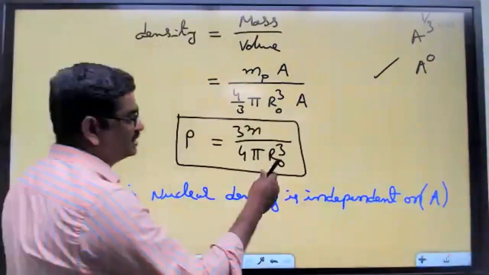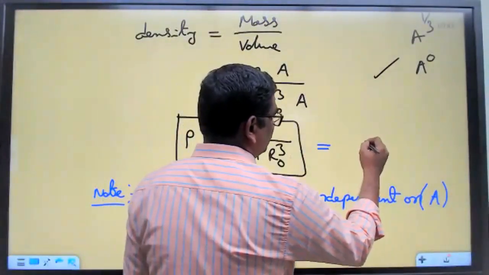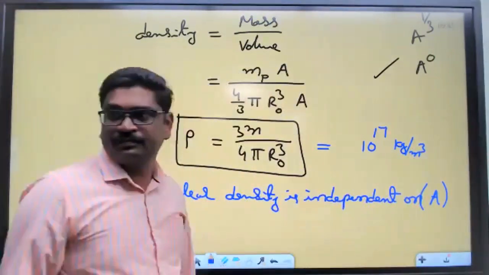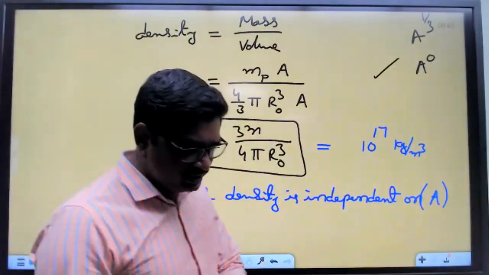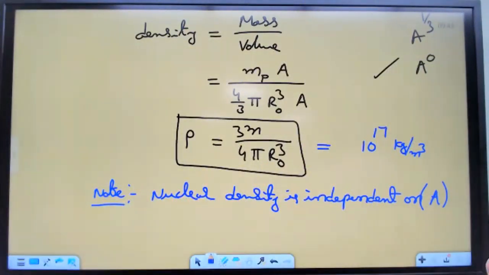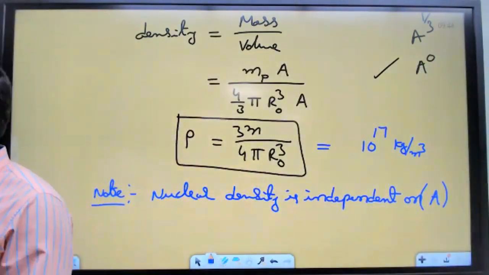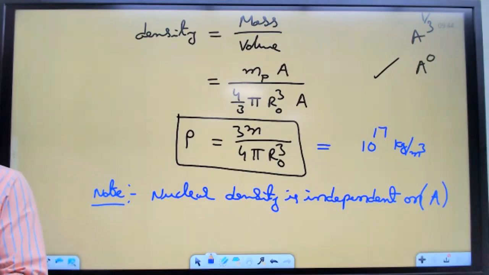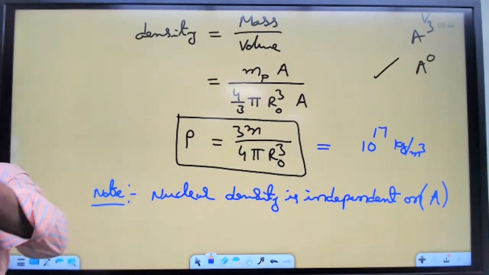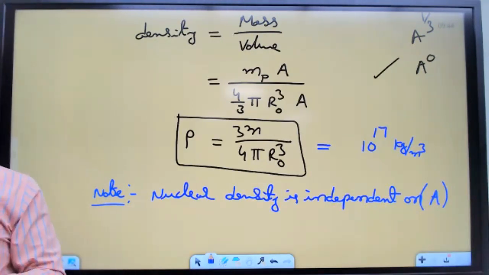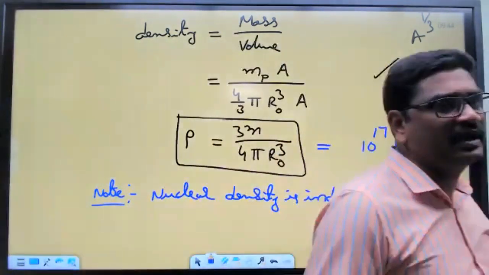So this density value is around the order of 10 power 17. Since this density is independent of A, we can conclude that the density of hydrogen is the same as the density of uranium. Uranium is a heavy nucleus and hydrogen a light nucleus based on mass number. For light nuclei and heavy nuclei, nuclear density is the same only, because it is independent of A.